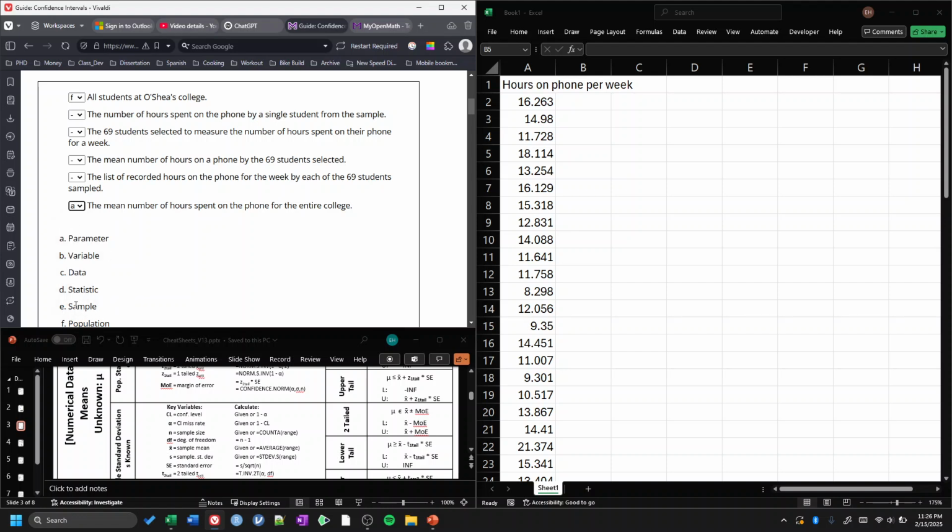If we now go to our sample, that's our small group. So this is going to be the 69 students selected to measure the number of hours spent. So that's going to be our sample, E. And our statistic is the truth about that sample. So that's going to be the mean number of hours on the phone by the 69 students selected. So that will be our statistic D. Now all we're left with is the data, and the data is just the list of those recorded values. So that'll be C. And then the number of hours spent on the phone for a single student is just our variable, and we'll list that as B. I typically like to do it in that order. I think it's the simplest, once again, to start off with your population and your parameter, then do your sample and your statistic, and that leaves you with your data and your variable.